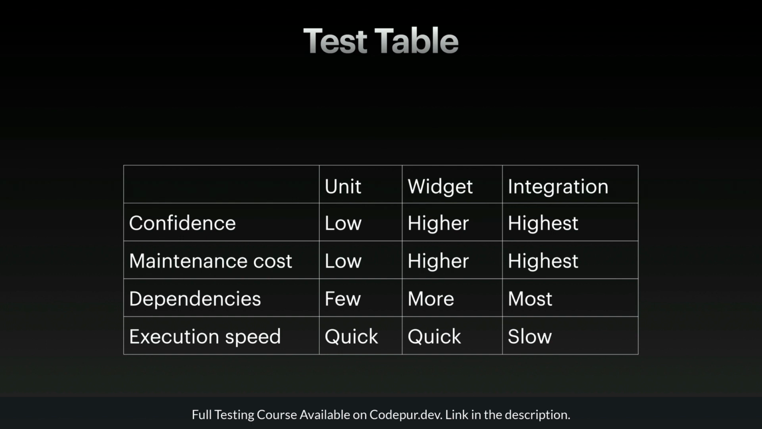Dependencies are also very few in unit testing. In widget, there can be more dependencies, and in integration, there will be a lot of dependencies. Execution speed depends on what exactly you are testing. For unit, it will be very fast obviously. For widget, it will be very fast. And integration, ideally it is slow, and let's say if you are completely testing the entire application, then it can be even slower. So yes, this is how it works.